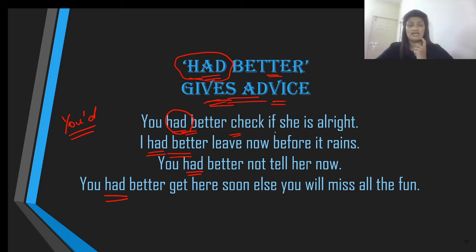So all these are while you are giving advice to somebody to do something. So besides shall and should, you can also use had better by combining had with the subject like I'd, you'd, or they'd. So you can use had better to give advice.